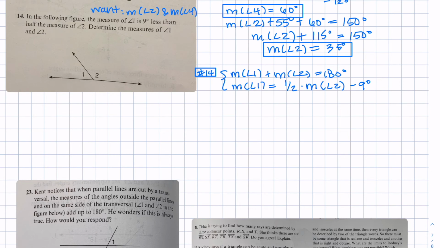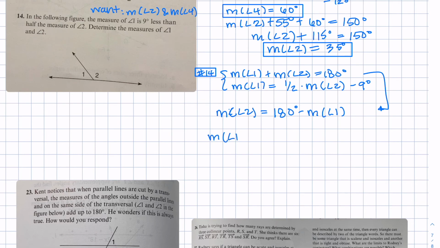I think what I would do is maybe solve this first equation for M2, and then plug it into the second equation. So let's take the first equation and solve for M2. So that means the measure of angle 2 is equal to 180 degrees minus the measure of angle 1. And let's go ahead and plug that into the second equation.